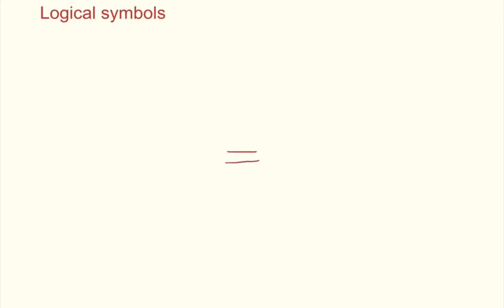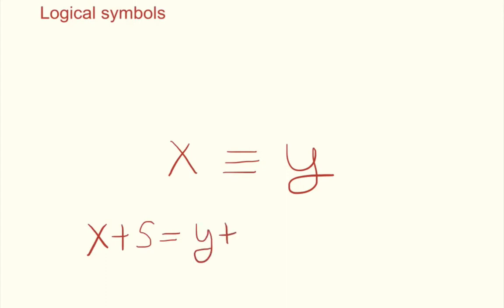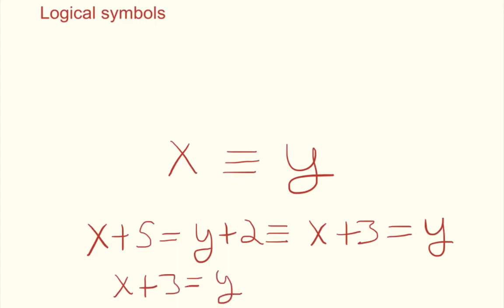And so that is drawn with three bars going parallel, and you could draw variables or something like that to say that X is logically equivalent to Y. The way this can work in terms of an actual function, if you wrote out something such as X plus 5 equals Y plus 2, you can say that that is logically equivalent to X plus 3 equals Y. And the reason you can do that is because if you actually take each one of the sides of this equation, you would see that you get X plus 3 equals Y, and you would see that that is logically equivalent to X plus 3 equals Y.